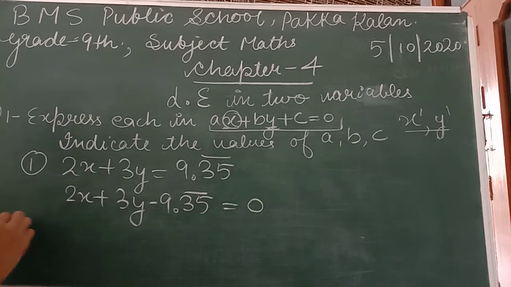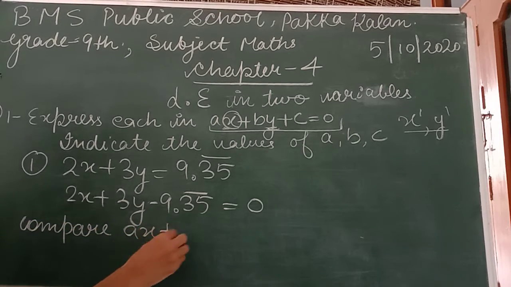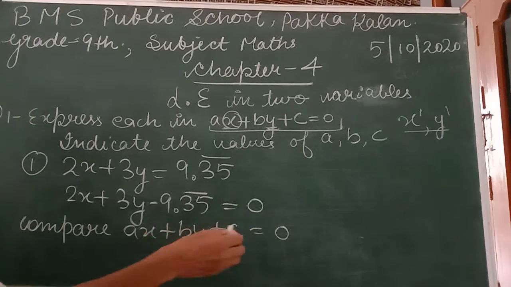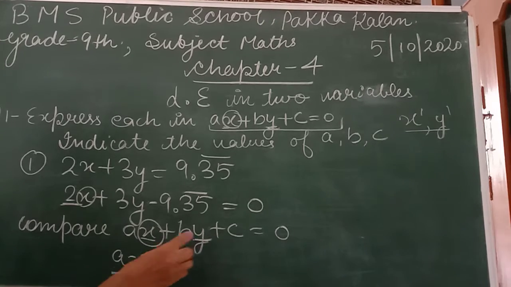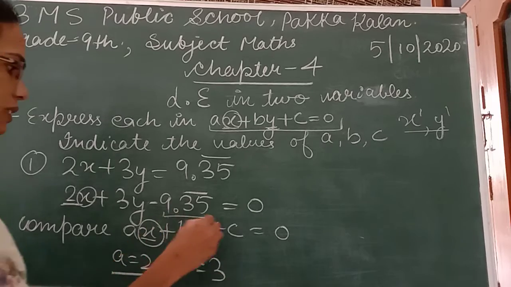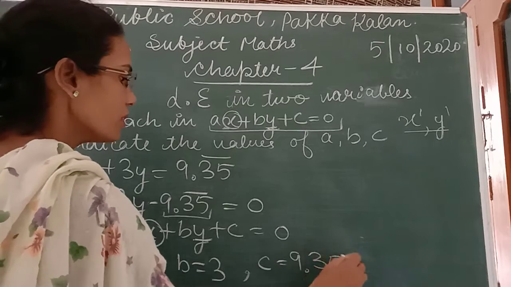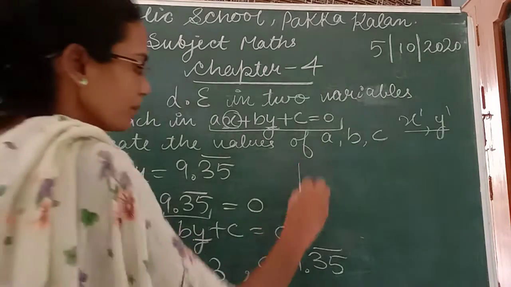In the next step, compare with ax plus by plus c equal to 0. It means the x coefficient a is equal to 2, the y coefficient b is equal to 3, and the constant c is equal to minus 9.35 bar. Is it clear?